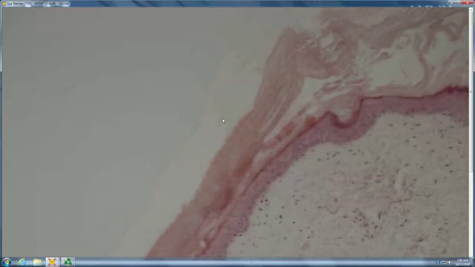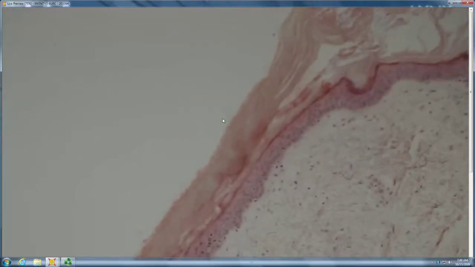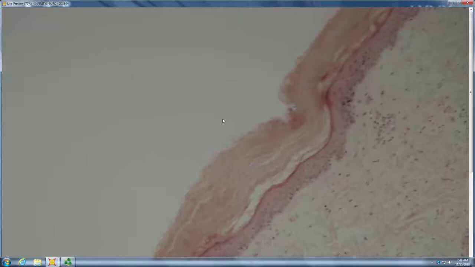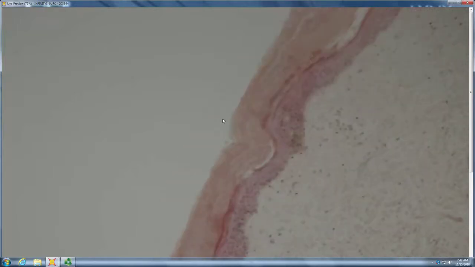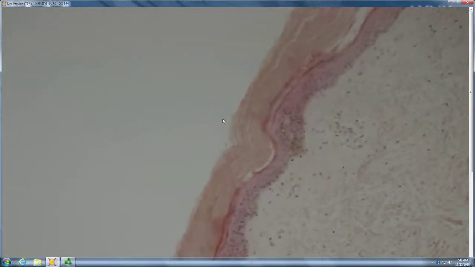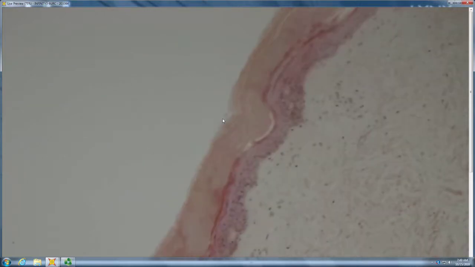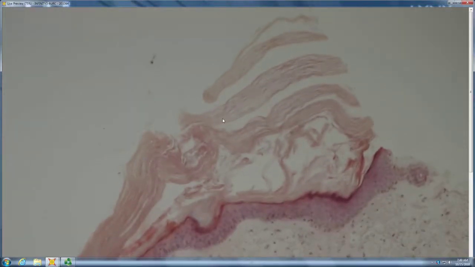Looks like compact hyperorthokeratosis. There is a granular layer. It's not terribly thick, but yeah, it's present. So, ichthyosis vulgaris, a little less likely. You'd want to look at the patient.